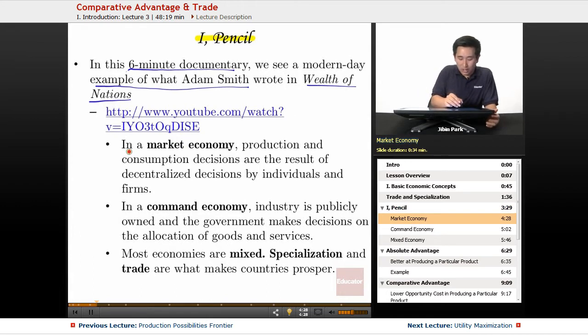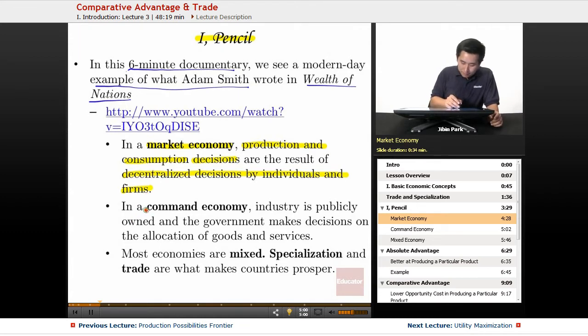And so what is this market economy? In a market economy, production and consumption decisions are the result of decentralized decisions made by individuals and firms. Whether you buy a pencil, purchase a textbook, or buy a movie or DVD, these are decisions made individually by people, not forced upon them by government. And for the most part, we have a free market economy in a lot of countries. There's not a lot of government interference in a lot of areas of our life.